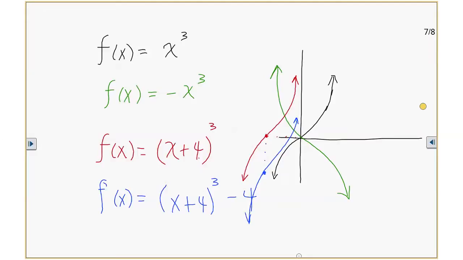Now, each one of your parent graphs, how many are there? I think there's like 8 or 10, right? You should be able to do all of these vertical and horizontal shifts with your parent graphs. So make sure you know what they look like when they're written in these forms.